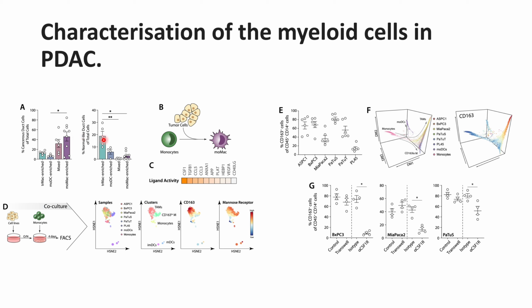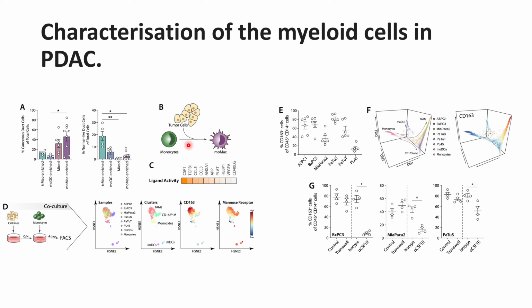Similarly, the percentage of normal duct cells is low in the case of monocyte derived macrophages compared to the case of monocyte derived dendritic cells. So from these results and from the analysis of the previous figures, they made the point that it could be the tumor cells that help in differentiating these monocytes into macrophages, so that these macrophages can help protect the tumor cells.